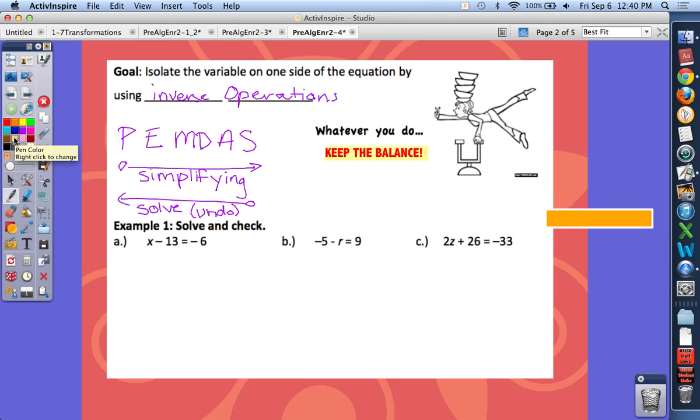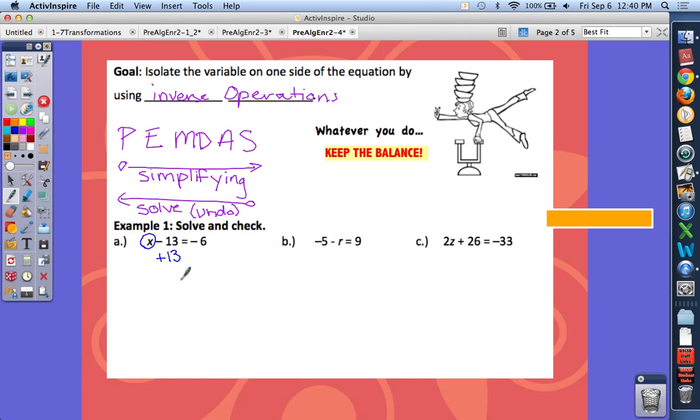Take a look at this first equation. We want to get this x by itself. What's happening to my x? What is on that same side of the equal sign as x? It's a minus 13. We'll think about undoing minus 13. In order to undo that, we would add 13.